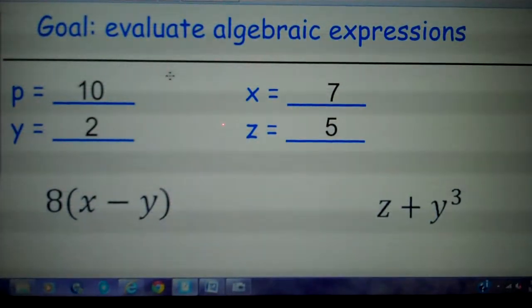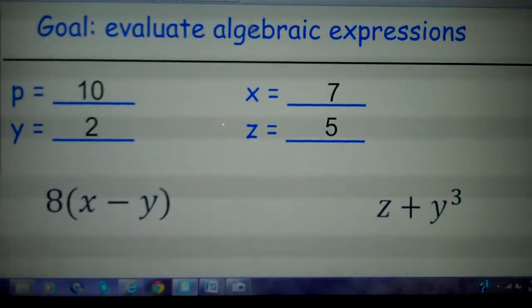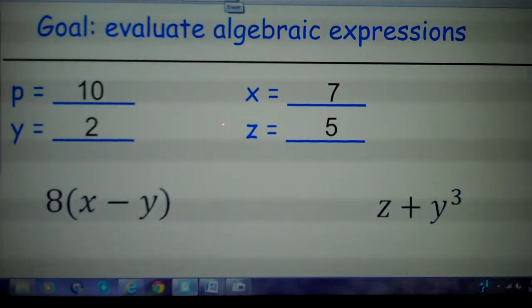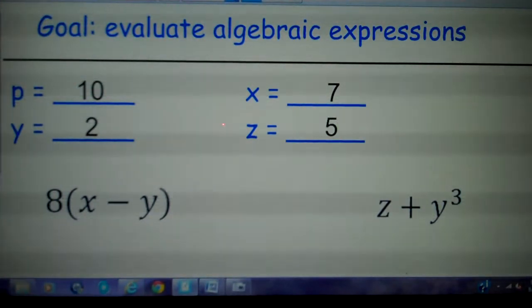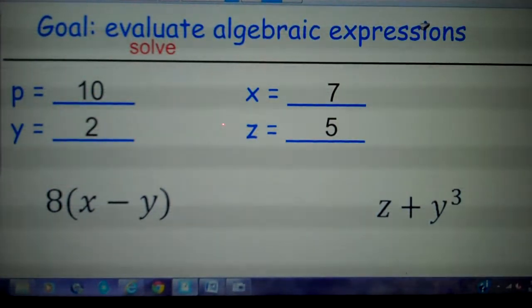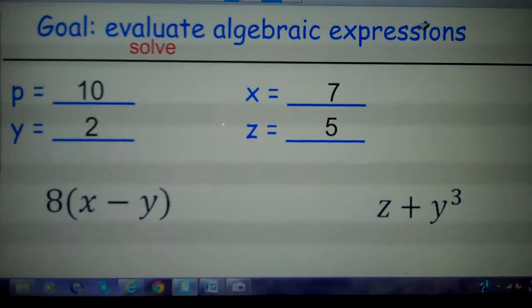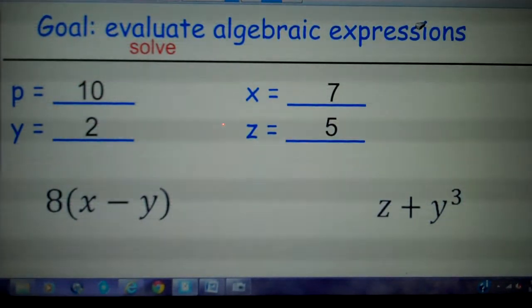Today we will be evaluating algebraic expressions. Evaluating is a big word for solve. So write that down under the word evaluate. And the way that we evaluate algebraic expressions is we plug it in, plug it in.